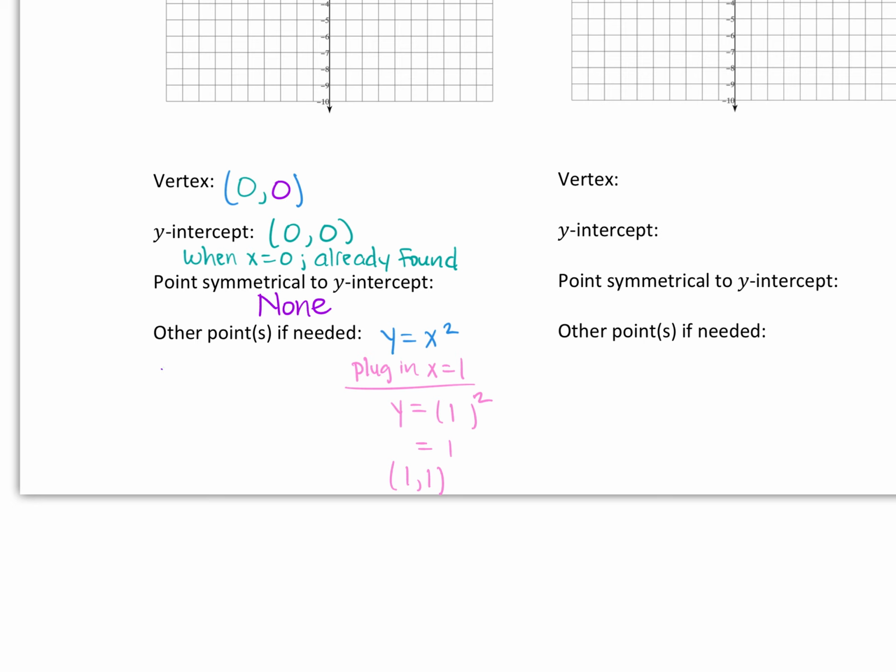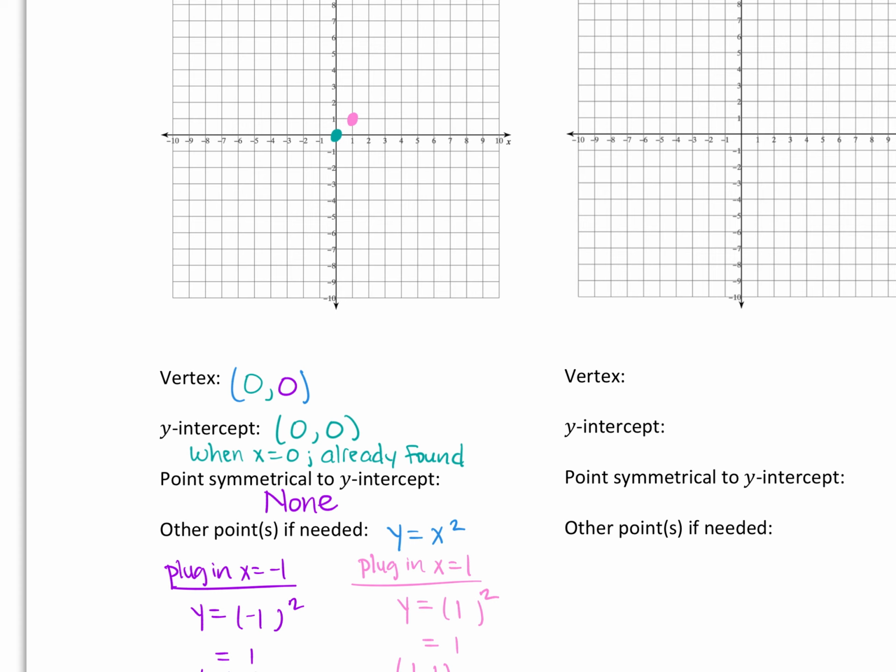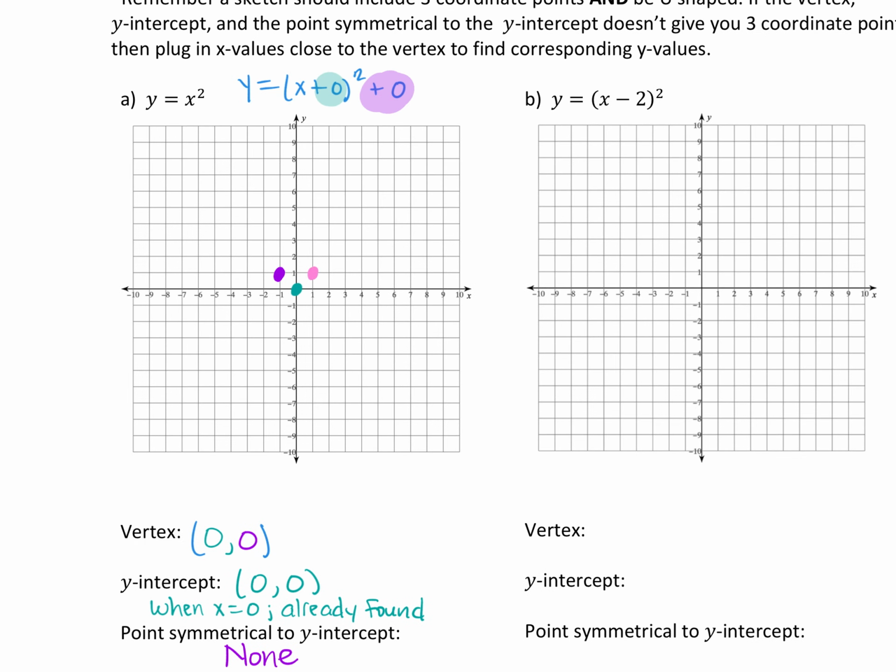So plug in x equals -1, which means we have y equals, remember, we're taking x and then squaring it. So whenever I'm plugging into x, I need to use the parentheses. So -1 and then squaring it, that is equal to 1. -1 squared is 1. So we have the point -1, 1. And let's plot that point, -1, 1. And now that we have 3 points, we can create our graph.